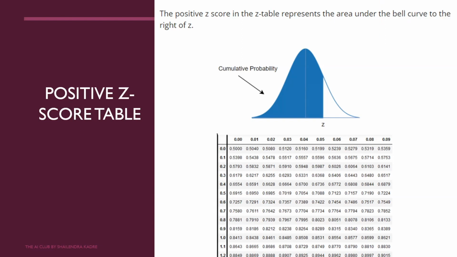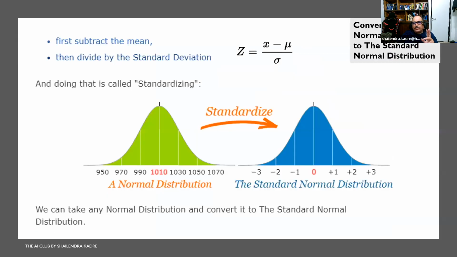Now, some statisticians and mathematicians have converted this into tables. So how do we use them? First of all, we have two types of Z values. First, on the right hand side of the mu, which are positive, and second, on the left hand side of the mu, which are negative. Left hand side will be negative Z values, and right side will be positive Z values. Is this understood?